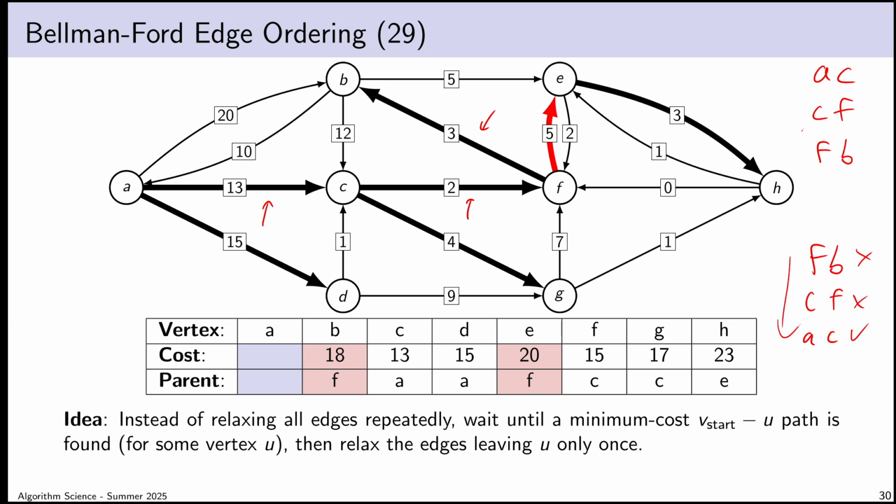So there's evidence here that if I consider my edges in the right order, I might be able to lock in a lot of minimum cost paths, maybe all of them, on one iteration of my outer loop. And that's a good observation to carry forward to attempt to build a faster algorithm.